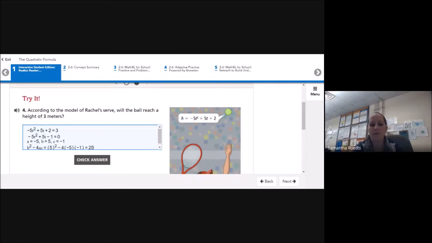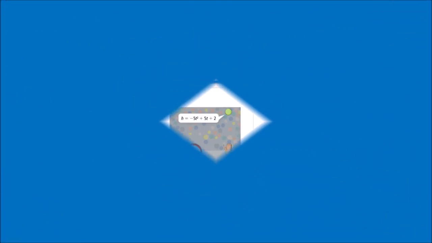equals 25 minus 20, because negative 4 times negative 5 times negative 1 is negative 20. So that equals 5. Since 5 is greater than 0, there are two real solutions, and the ball will reach a height of 3 meters. Okay, and it will reach that height twice, so once going up and once coming down.